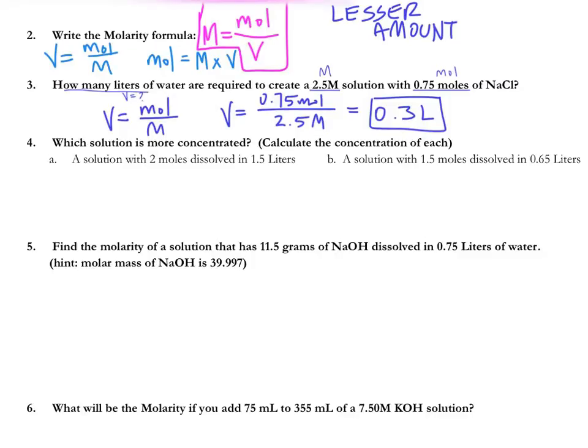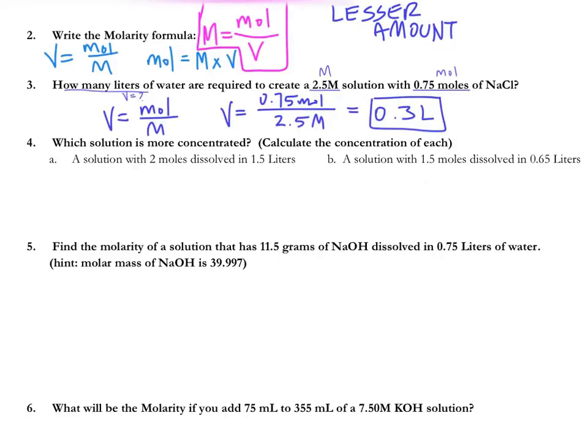And it gives you a hint here to calculate the concentration of each. So in A, it says a solution with 2 moles dissolved in 1.5 liters. B says a solution with 1.5 moles dissolved in 0.65 liters. So we need to figure out the concentration of A and the concentration of B to figure out which one is more concentrated. So let's start with A first.